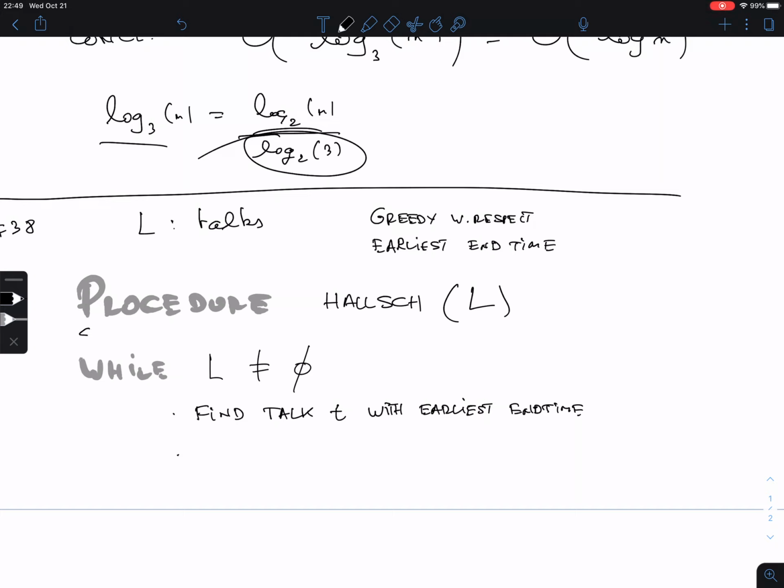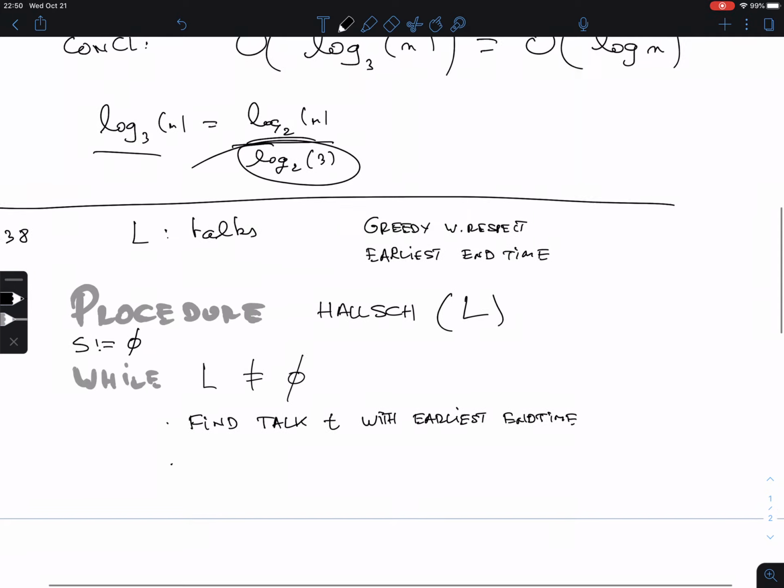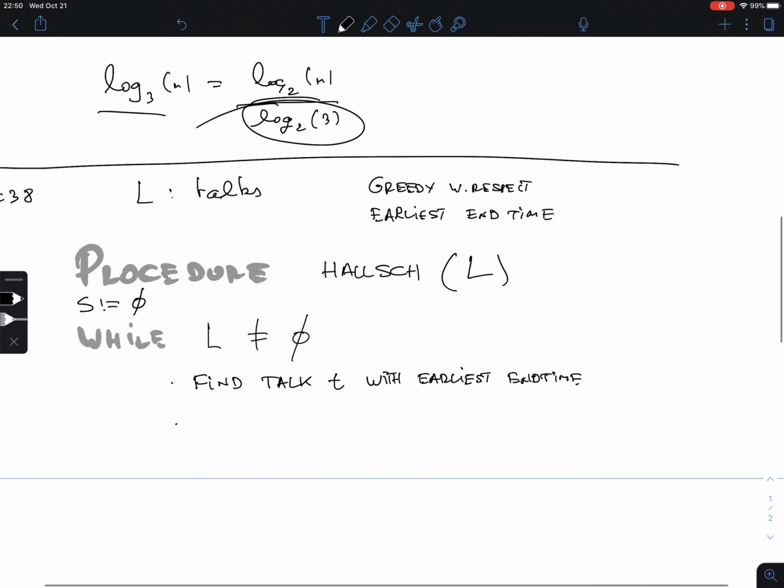Oh, that's what I forgot. I have to initialize the schedule. I'll make the schedule empty, and in the schedule I'm going to put talks. So of course there's always going to be at least one talk in there, right? Well, that's assuming that there are talks and that none of the talks go beyond the time that we are allowed to schedule, but okay.